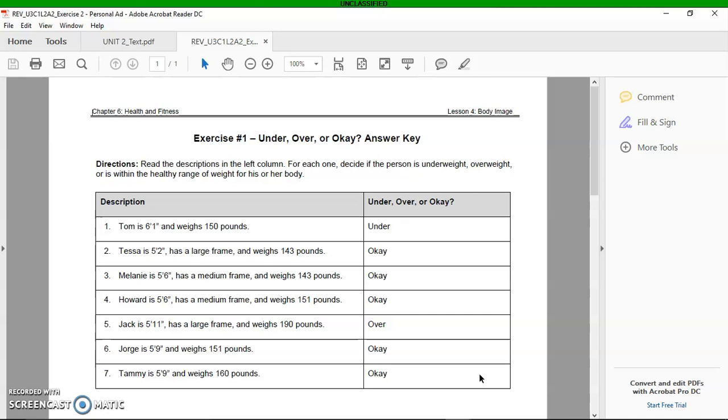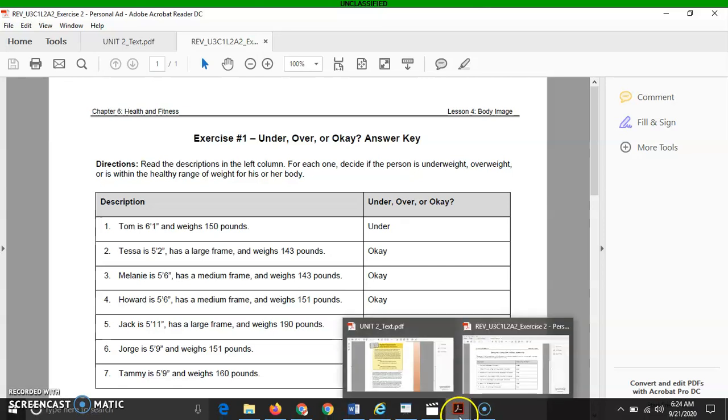Melanie is 5'6", has a medium frame, weighs 143 pounds. That's fine too. Howard is 5'6", has a medium frame, weighs 151 pounds. That's good. Jack is 5'11", has a large frame, and weighs 190 pounds. He's actually over, and so that would be someone that probably needs to lose a little bit of weight. George is 5'9" and weighs 151 pounds. That's okay. And Tammy is 5'9" and weighs 160 pounds. That's fine too, because oftentimes, like they say, females have to carry more essential fat than the males do.